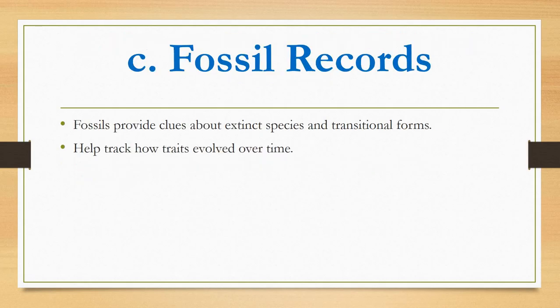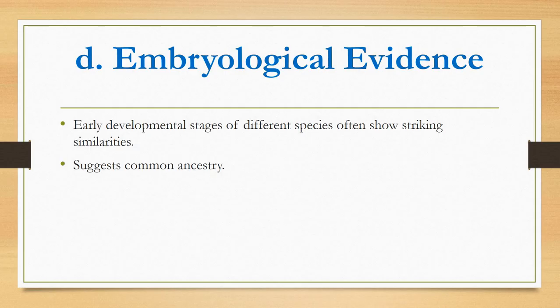Fossil records. Fossils provide clues about extinct species and transitional forms. They help track how traits evolved over time. Embryological evidence. Early developmental stages of different species often show striking similarities, which suggest common ancestry.